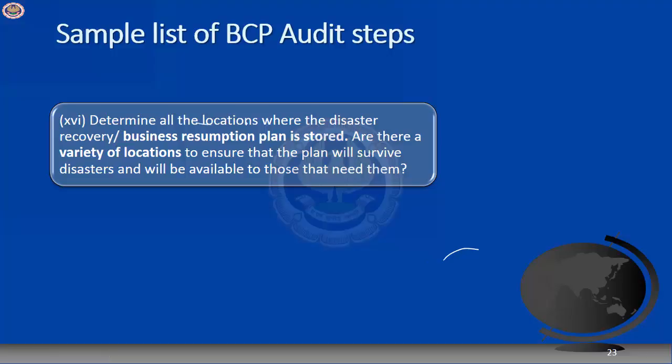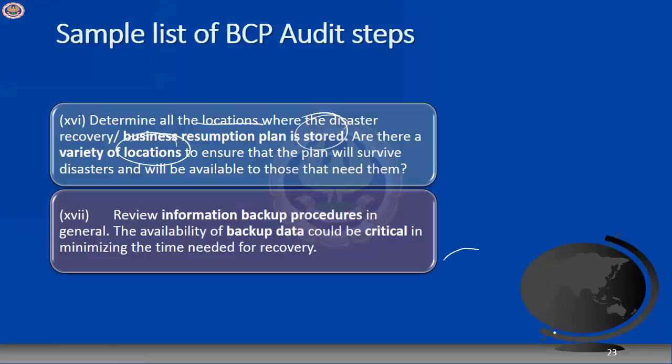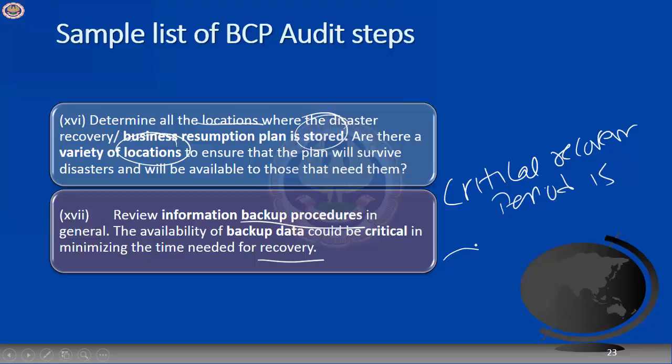You determine all the locations where the disaster could happen, where the disaster recovery plan is to be stored, and whether multiple locations have been envisaged, and whether these are accessible and easily available to the employees as and when needed. You also look at the backup procedures which have to be followed in the enterprise and the time which is required for recovery, and whether it envisages the business scenario, which means a critical recovery period has been identified for each type of critical business process, and whether this is the one which is relevant for the business.